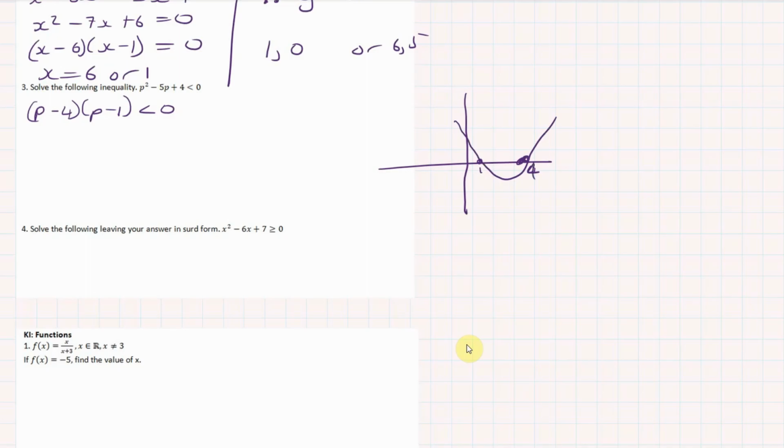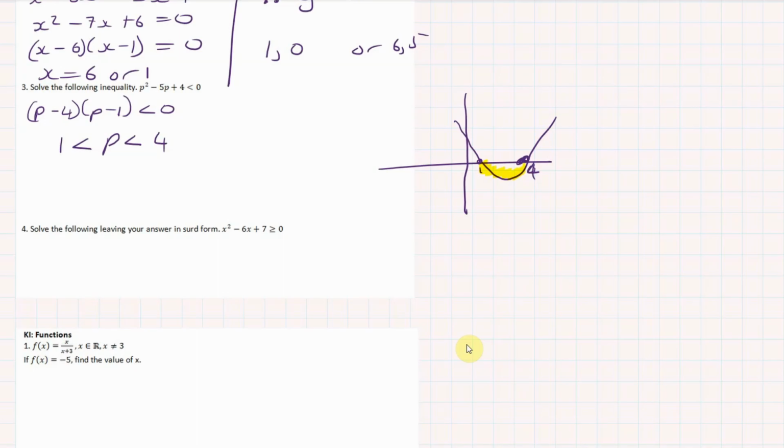Okay, so that's what my quadratic looks like, and I want less than 0. So I'm looking at between those two values, that's where it's less than 0. So what I would write there is 1 is less than p is less than 4. And that gives me the range of values where I'm going to have less than 0 for that function.